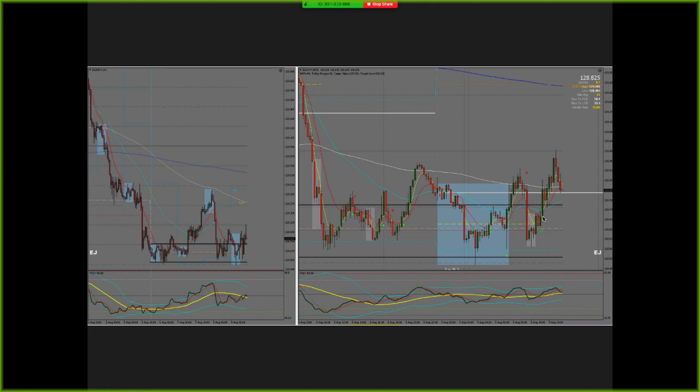If you took that entry here, okay, this kind of didn't close above the 13, but let's say it did, right? And you took that entry, this price here was about 128.75, and up to the top here 129, so about 25 pips, right? So if you set a 25 or a 20 pip target, you would have hit your target. That trade would have worked out for you, okay?